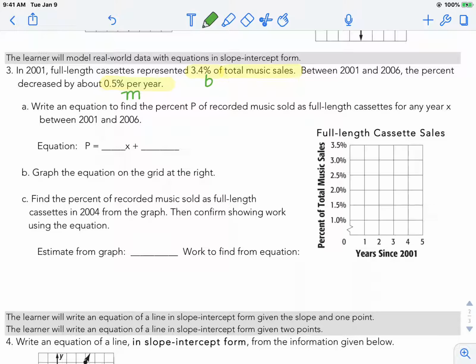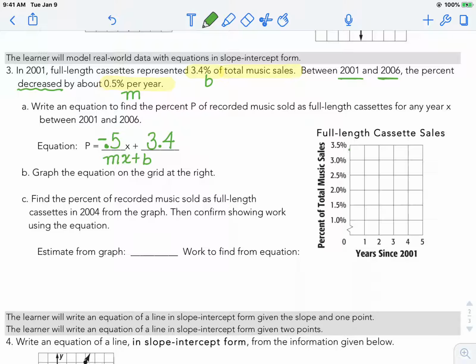So when they asked me to write an equation to find the percent of recorded music for any year between 2001 and 2006, I do know that starting in 2001 it began at 3.4% and changed by 0.5% per year, and it decreased. So when I set up my equation, I want to think about mx plus b form. They gave me a starting amount as 3.4%. And they said that it was decreasing, so I want to make sure that my rate of change is negative 0.5% per year.